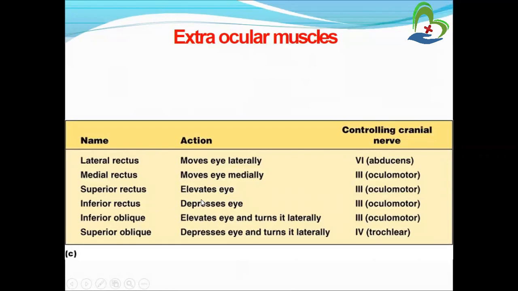The main function of the inferior rectus is to depress the eye. Then the inferior oblique, which elevates the eye and turns it to the lateral side, is also controlled by the oculomotor nerve. Then the superior oblique, which depresses the eye and turns it laterally, is controlled by the fourth, trochlear nerve. So this is the summary of the six extraocular muscles.